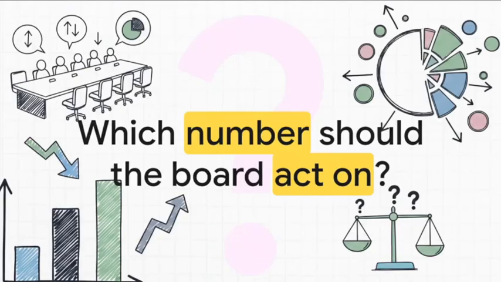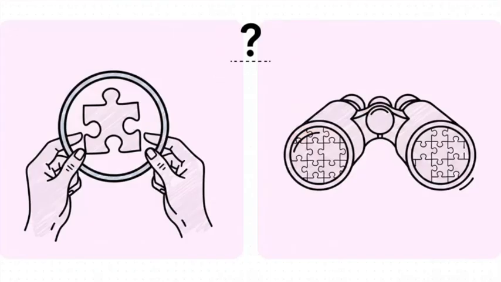So, faced with these structural data paradoxes, which view of the data should an executive board actually trust? The correct view depends entirely on the specific causal question being asked. Here's how you navigate it.